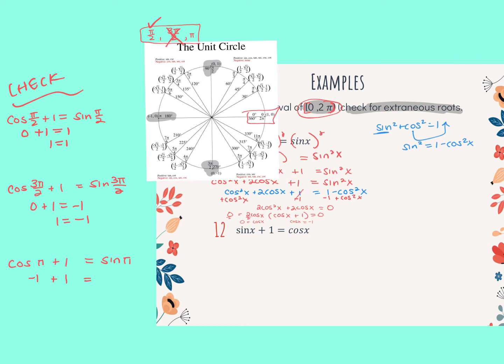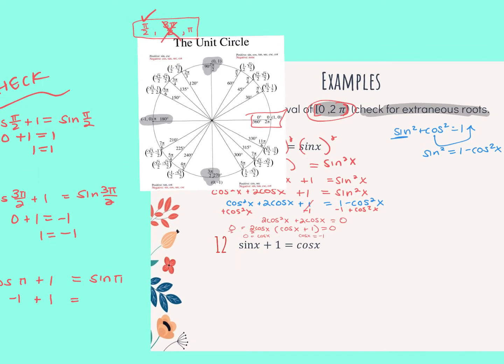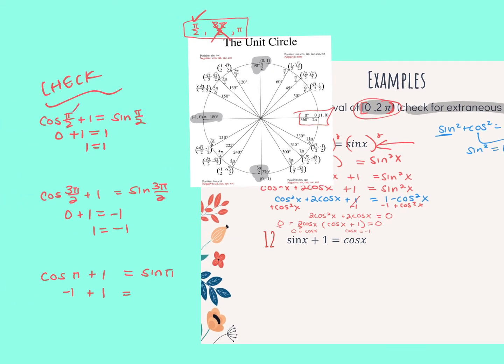I don't understand what you're doing to check. So we took our answers and we plugged them back into the original equation. So there were 3 answers, so we're checking all 3. The first was pi over 2, so everywhere there was an x, I'm plugging in pi over 2.